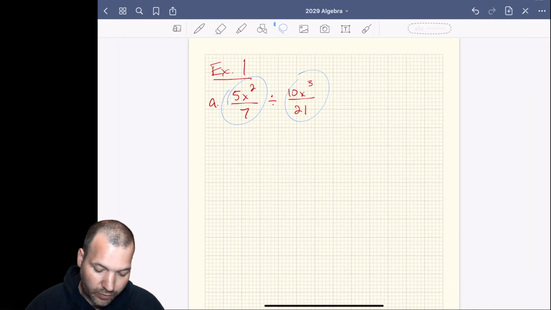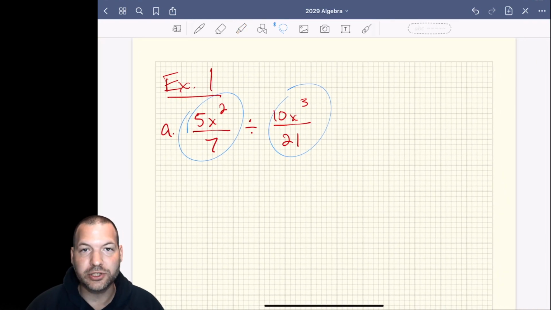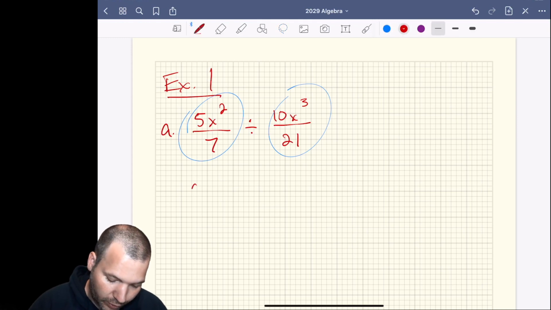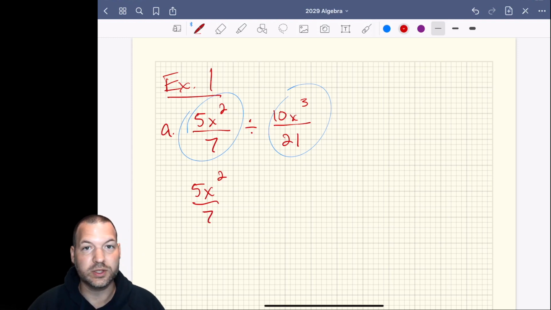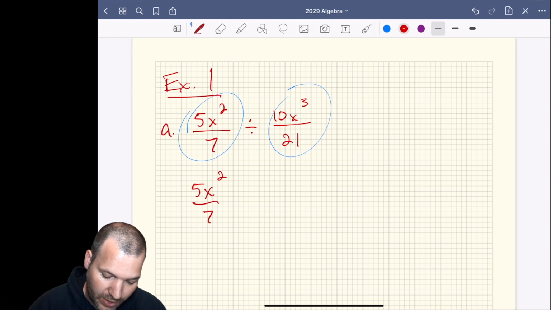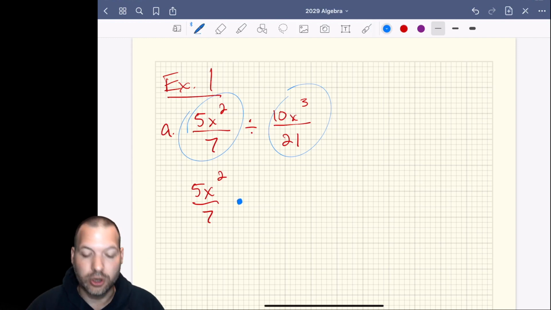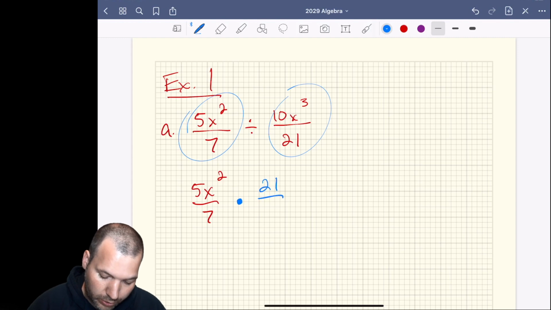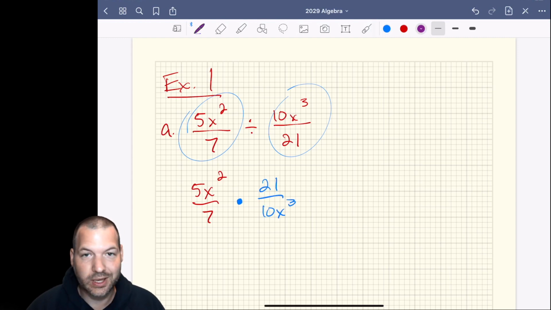So when I go back over here and I see these two rational expressions, I should be thinking the same thing. Of course, this first quantity, whatever it is, whether it's 10 or 5 over 7, or this rational expression, 5x squared over 7, of course I want to keep that the same, but I'm going to turn that division by 10x cubed over 21 into multiplication by the reciprocal. And once I do that, I just cancel the way we normally cancel from the last lesson.